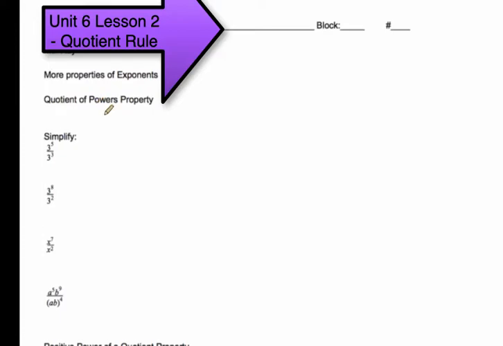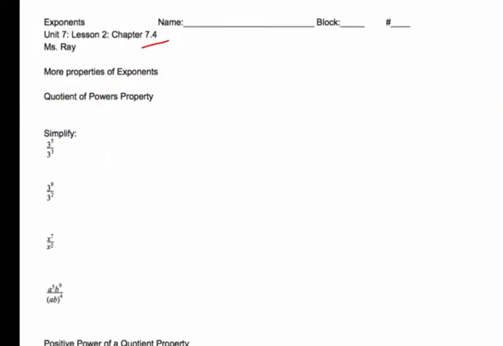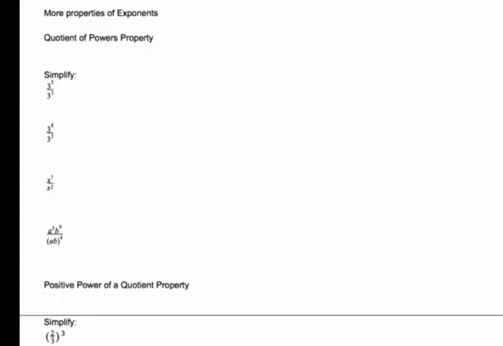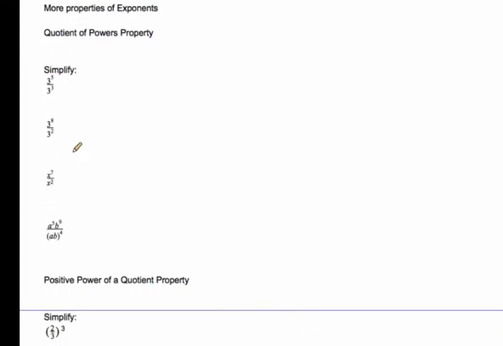All right, so we're going to look at more properties of exponents, and we're going to do it the same way we did the last time, where we're going to work it out the long way, and then figure out what the rule is. All right, so it says simplify 3 to the 5th over 3 to the 3rd.